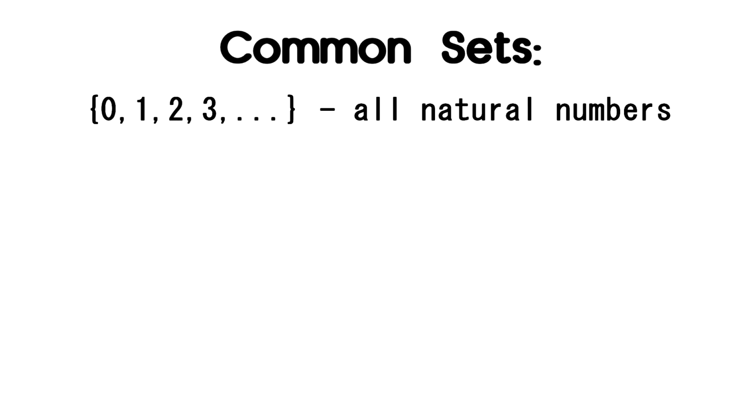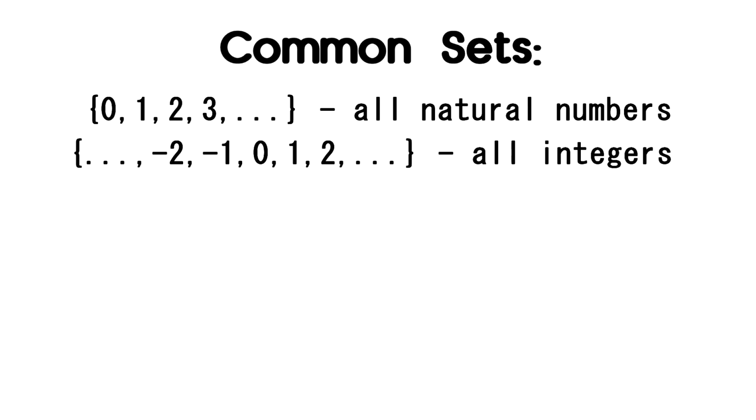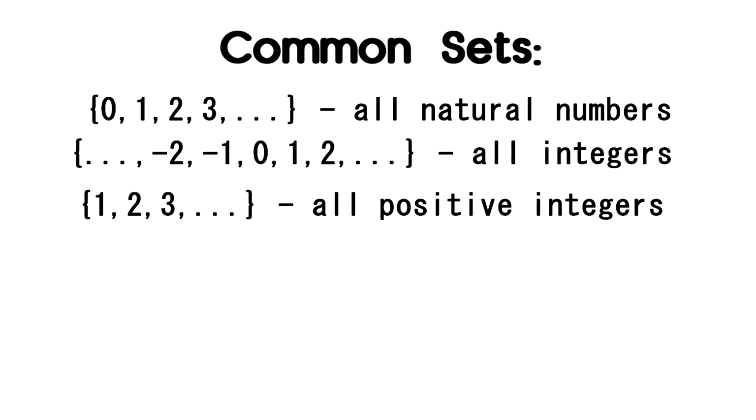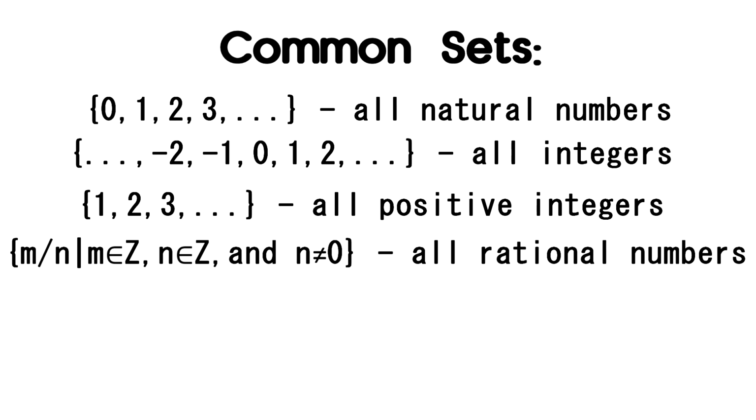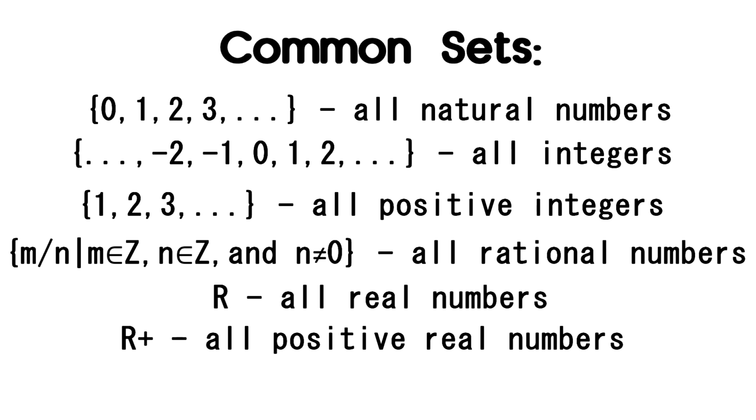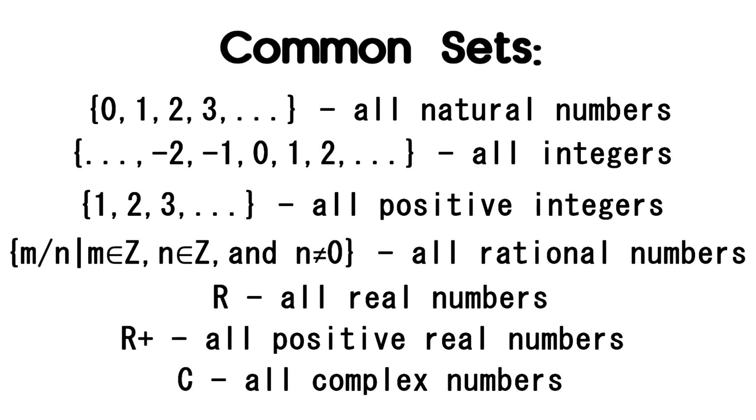Some of the common sets frequently used in discrete mathematics include the set of all natural numbers. In some books, 0 is not considered a natural number. The set of all integers, the set of all positive integers, the set of all rational numbers, which are any numbers you can write as a fraction, the set of all real numbers, the set of all positive real numbers, and the set of all complex numbers.